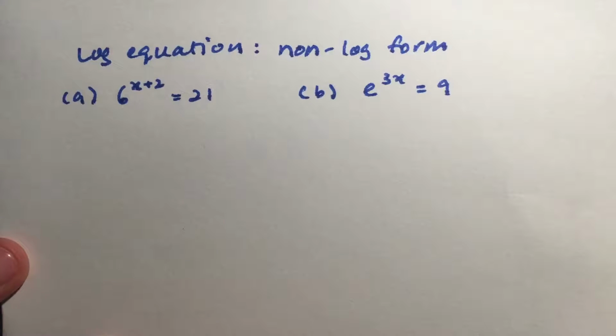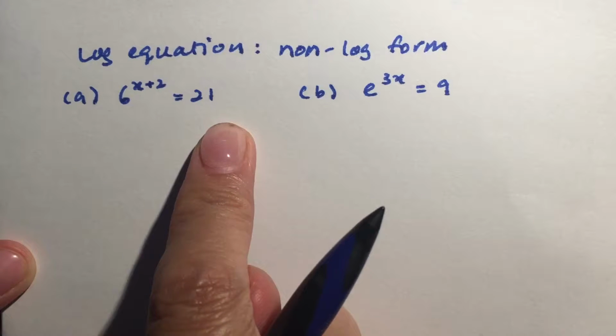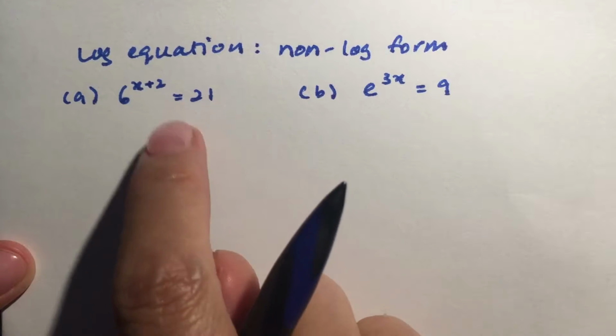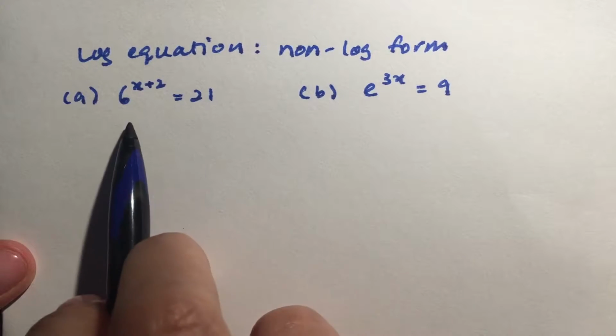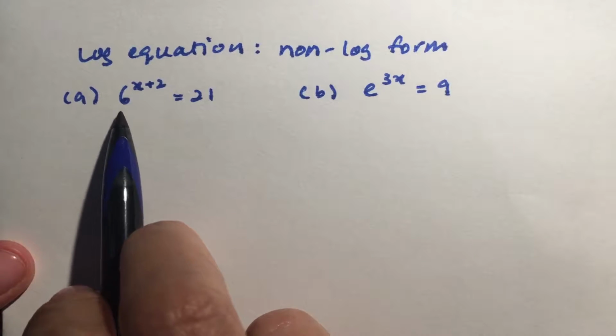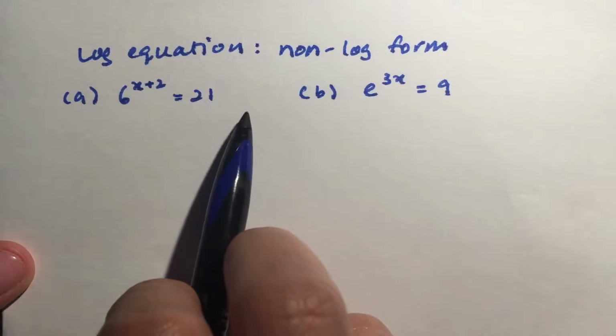Now the next kind of log solving is not so clearly seen that it's log solving because you do not start off with any log terms. So this is where I call it the log equation, but it's in a non-log form at the beginning. When we look at this one, we are asked to solve for x. So we have 6 to the power of x plus 2 equals 21.